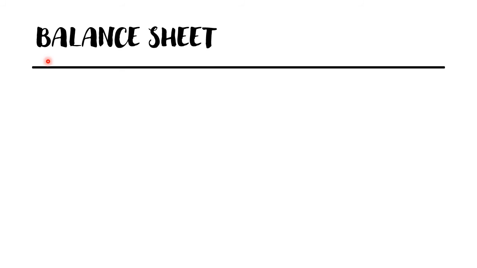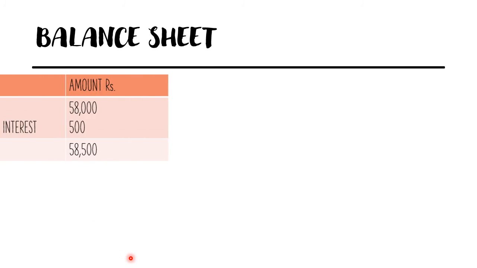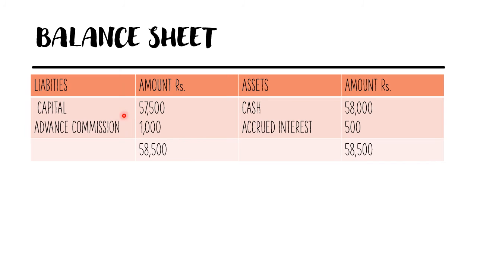So here is a balance sheet. We'll see that here. Liabilities: capital 57,500, advance commission that is 1,000, total 58,500, and we are having cash 58,000 and accrued interest 500, total 58,500. So here our assets and liabilities both are equal. Okay. So in this way you have to prepare the balance sheet.